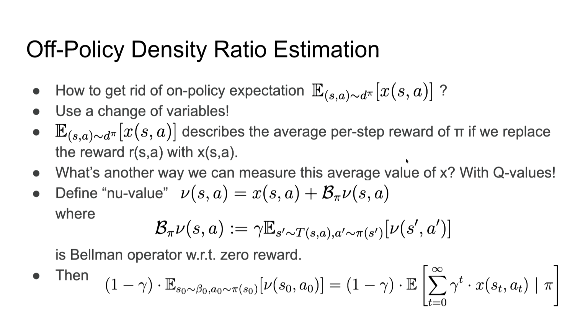So again, if we take the average of initial new values, or Q values, you can just expand using the Bellman recurrence, and you'll get the average discounted long-term sum of x by following pi. And that's the same thing as the on-policy expectation of x.